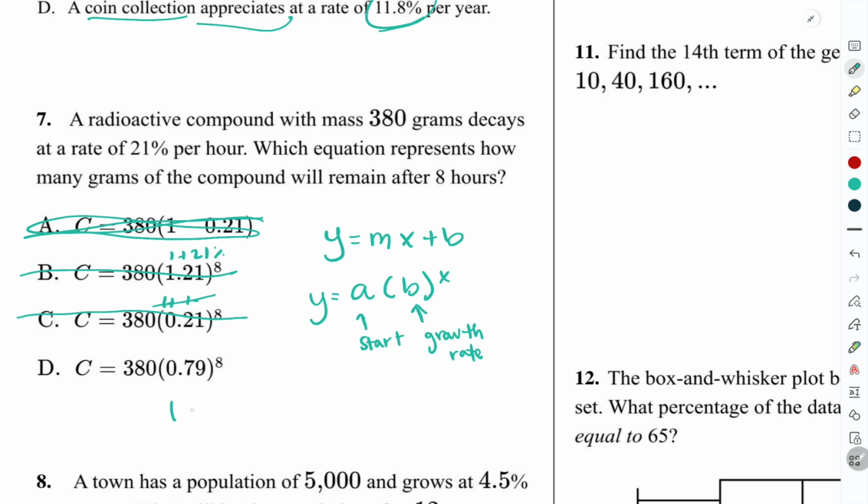If I did the math and I said 1 minus 0.21 or 1 minus 21%, I would absolutely get 0.79. So that is my answer. Because it has the correct start, it has the correct 1 minus the 21%, and it's got to the 8th power.